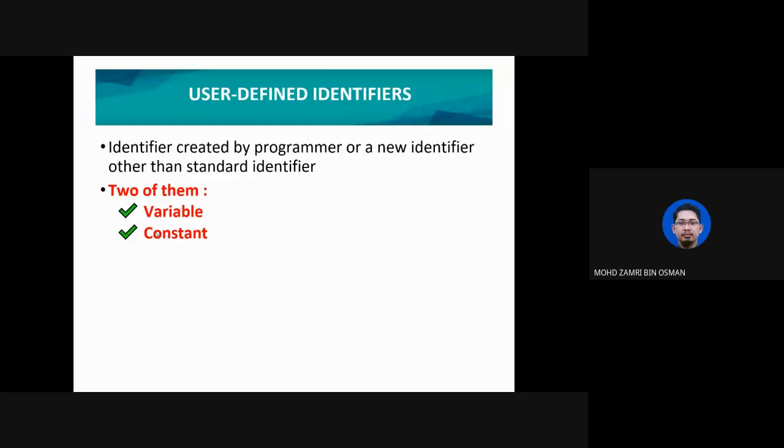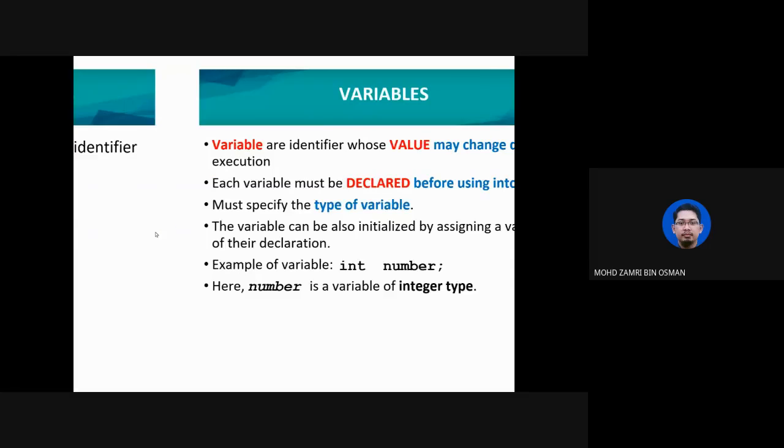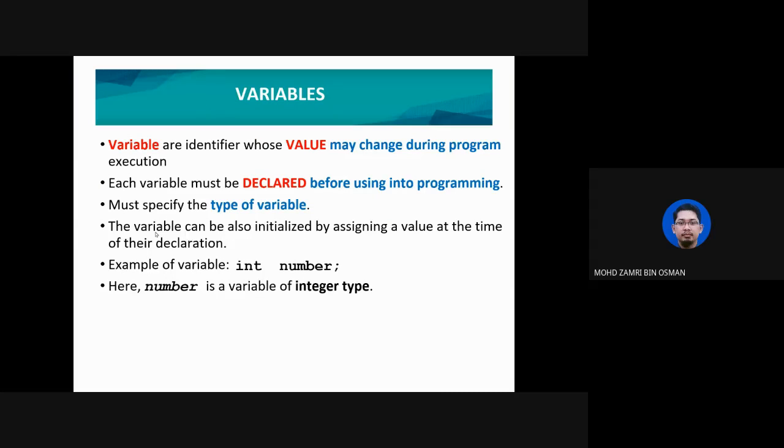Okay? So we have the user-defined identifier, which is a normal variable, and also a constant. Remember regarding the variables here, the value may change during the program execution. For example, integer number: identifier number, a variable of data type integer.